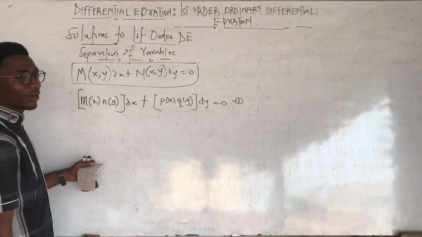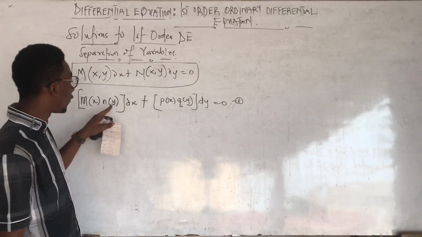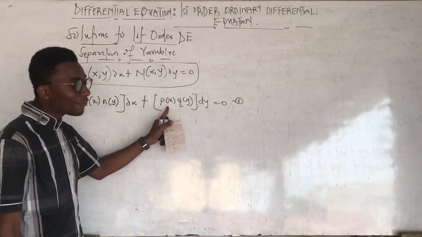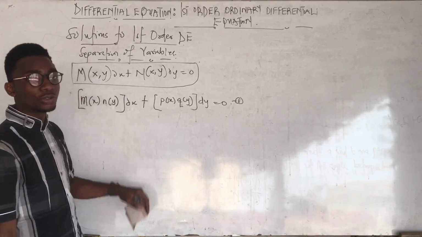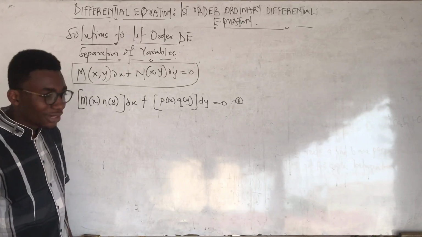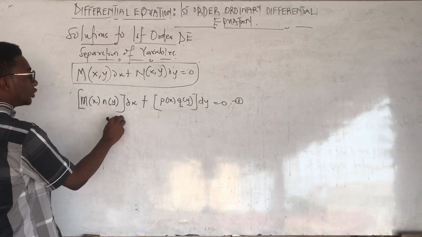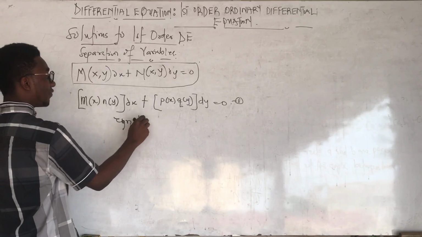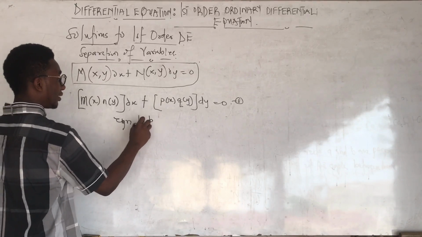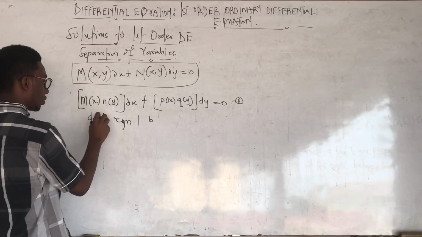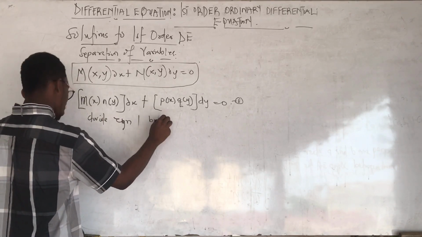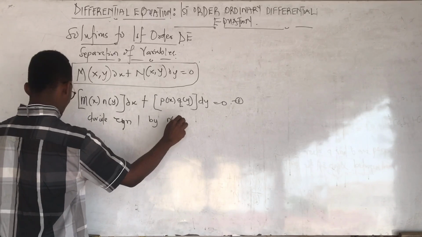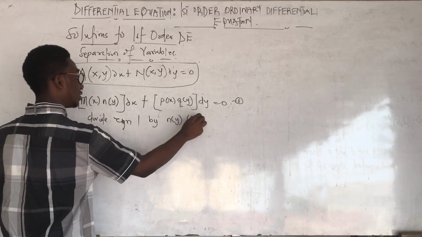So you have to find a way to eliminate those functions so that functions of y will be with respect to y, and the functions of x will be with respect to x. All right, so now when you take equation 1, we divide equation 1 by n of y and p of x.